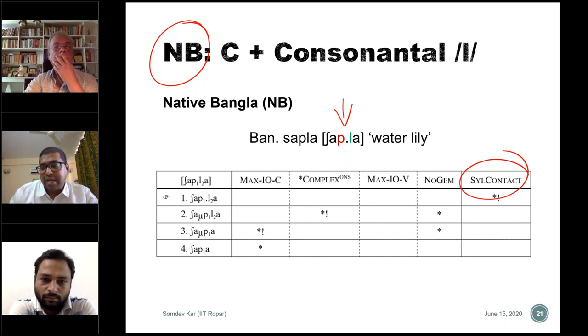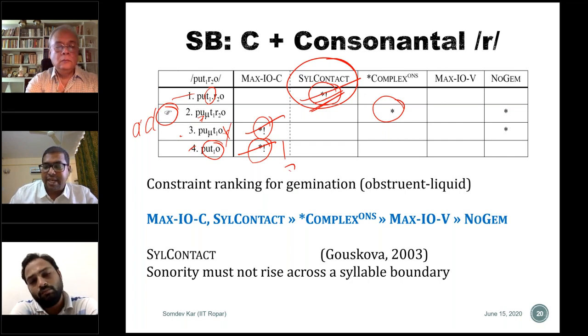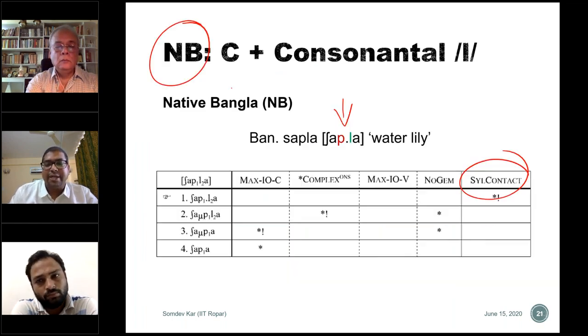It is called the lowest ranked constraint. Compared to this, it was here, and this was specifically important because it was deleting. It was the cause of the loss of the first candidate. It has moved to the end now, and hence with sapla, this one is not the winner, but this one turns out to be the winning candidate.